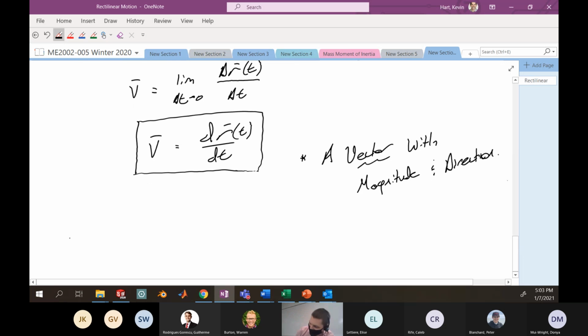All right. The magnitude of the velocity is the speed.